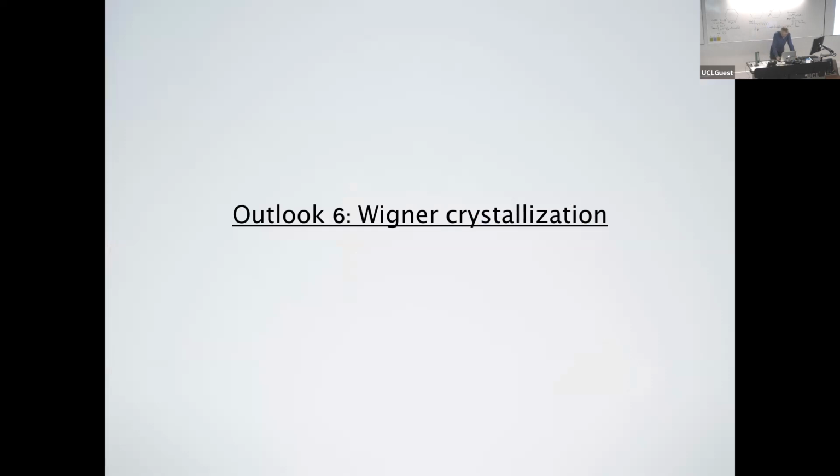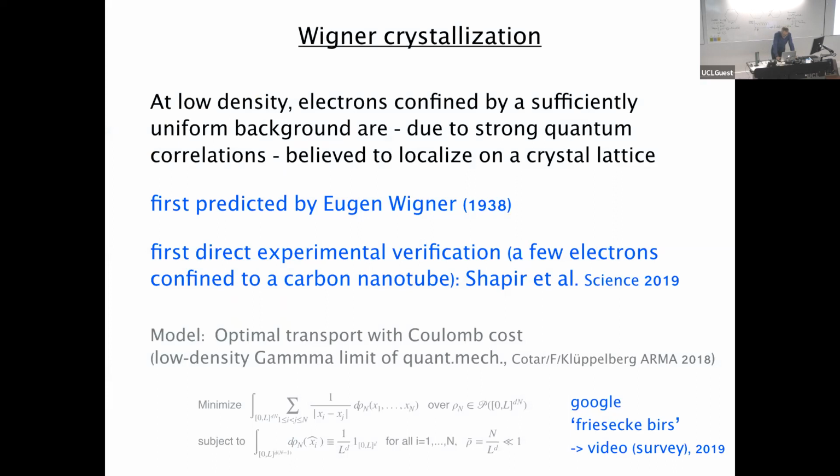I have another slide on Wigner crystallization. It's one slide. We can see what I do tomorrow. At low density, if you have electrons confined by a sufficiently uniform background, then due to strong quantum correlations, they are believed to localize on a crystal lattice. It was predicted by Wigner, and the first experiments on this are just a few years old, in Science 2019. So how to model this? That's a sort of optimal transport problem with Coulomb cost. It's a low density limit of quantum mechanics. The rigorous proof that this is really a low density limit of quantum mechanics is by Codina, myself, and another coworker from 2018.